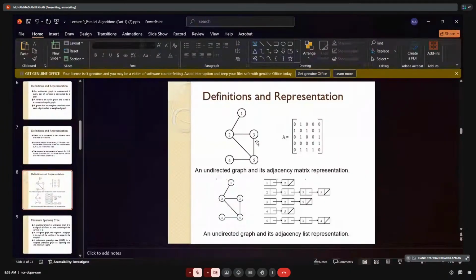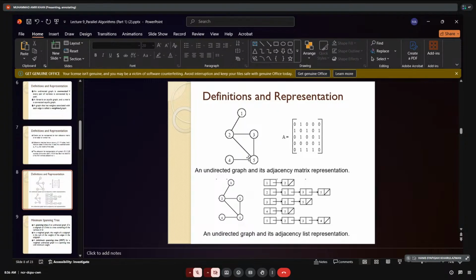So how many nodes are connected with 3? 2 only. 2 and 5. So we will write 1 in position 2 and 5 and rest 0. So here you can see 2 and 5 are 1 and all is 0.